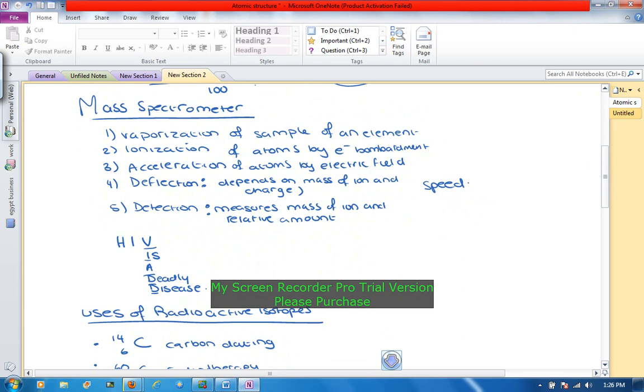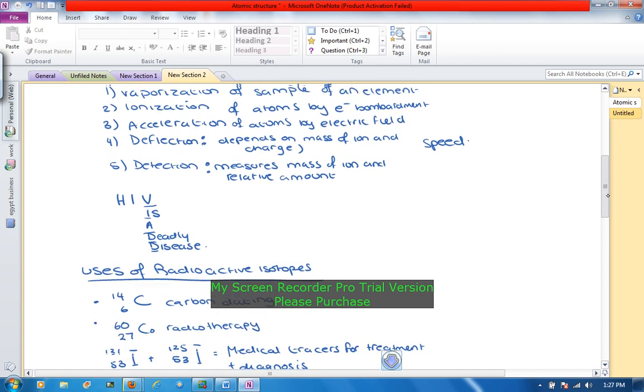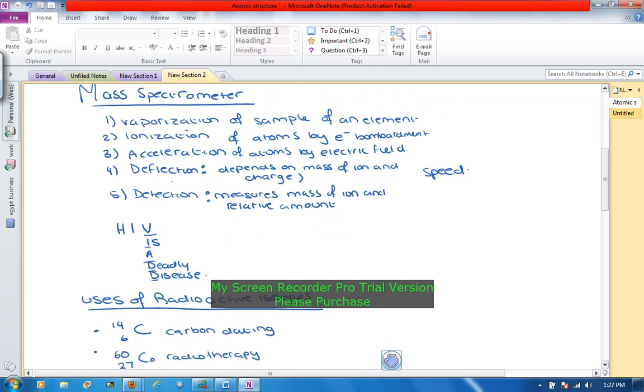For the mass spectrometer, there are 5 steps, and you need to learn them by heart because you get this question often. The first step is to vaporize a sample of that element. The second step is to ionize the atoms of the element by bombarding them with electrons. The third step is to accelerate the ions using an electric field. The fourth step is to deflect the ions.